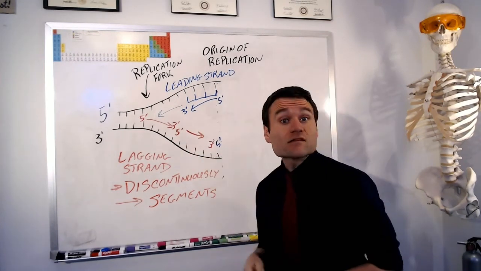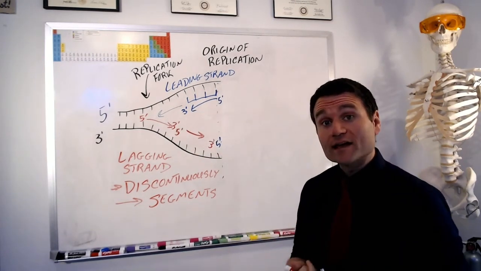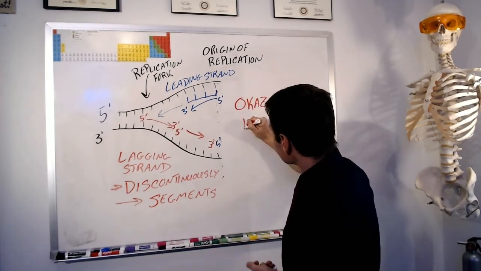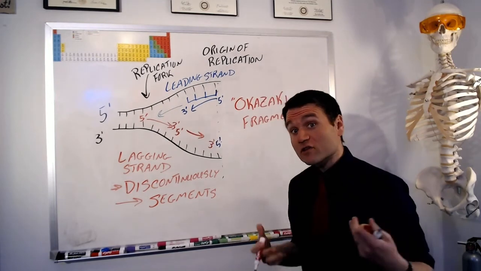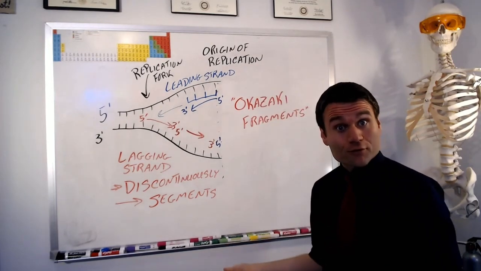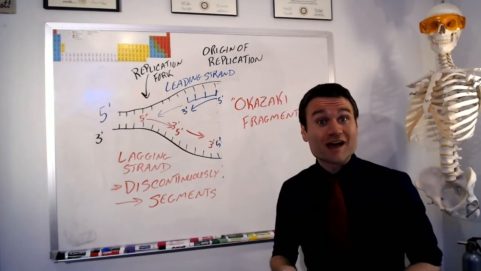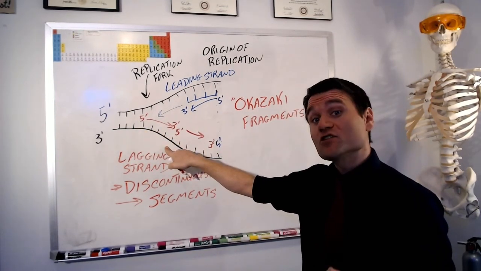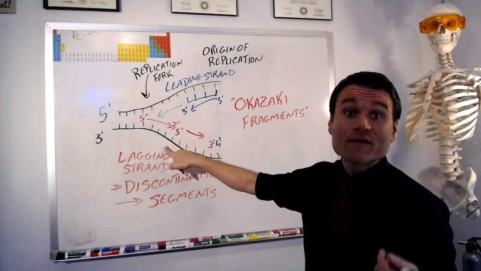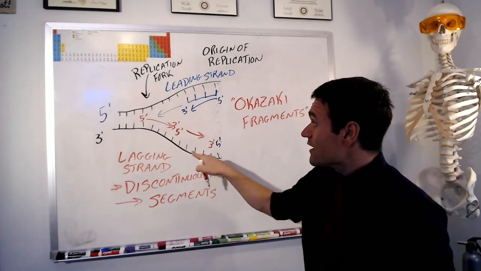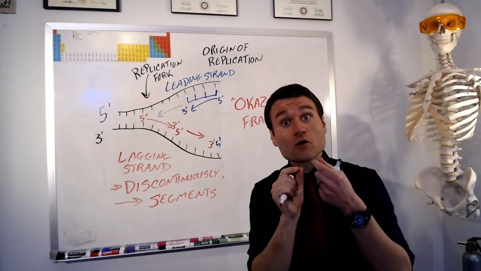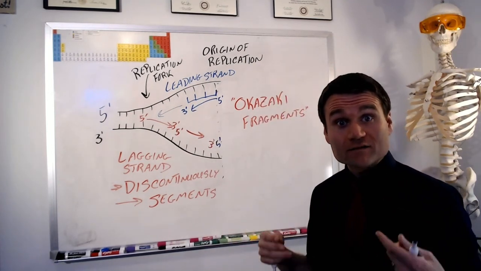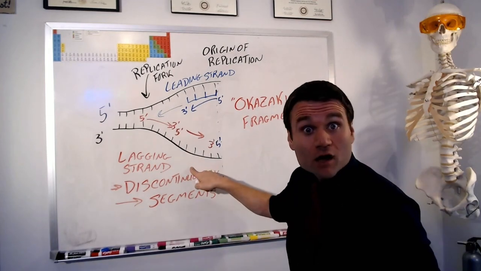These little segments of DNA that have to be made on the lagging strand, they get a special name. They're called Okazaki fragments. They were discovered by a husband and wife team, both of whom were called Okazaki, so Okazaki fragments. The Okazaki fragments are the segments of DNA which are discontinuously replicated on the lagging strand. Now, eventually, these little segments, we're going to have to bind them together to make one single unified daughter strand of DNA, but that will come a little bit later.